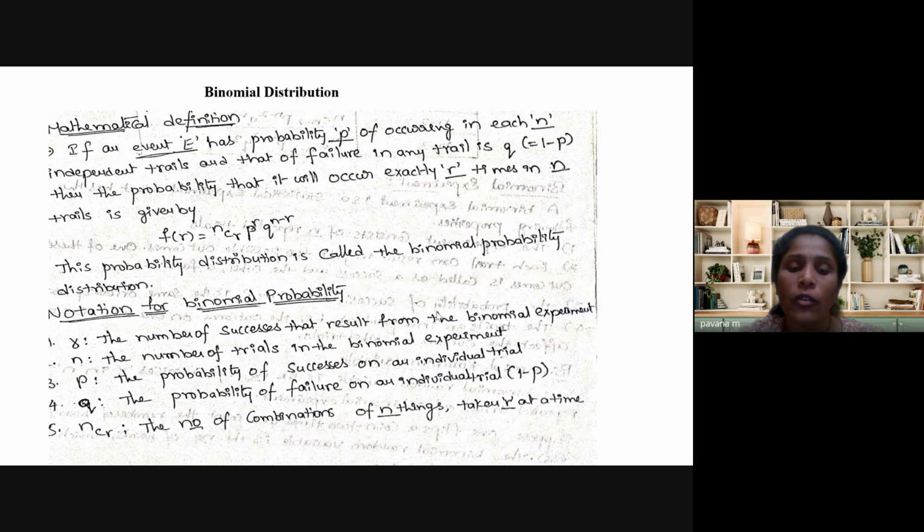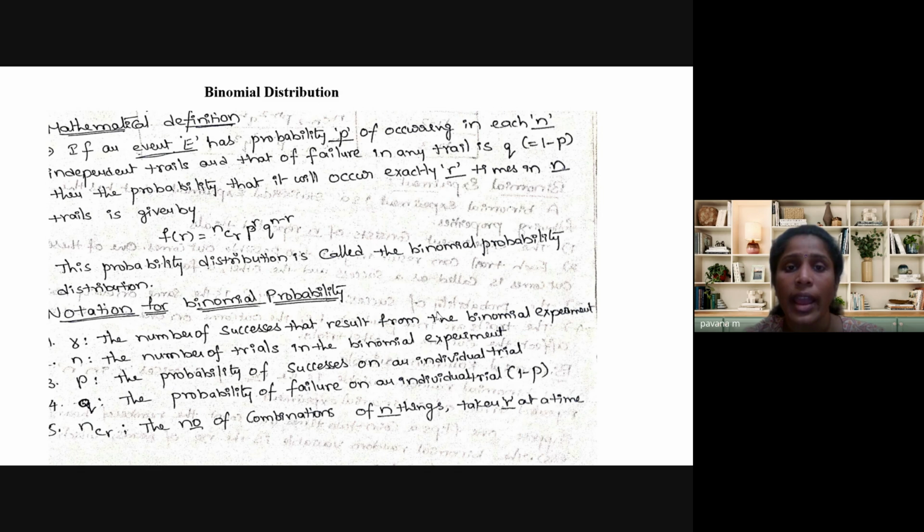And p is the probability of success on an individual trial. Suppose in the first trial, if it happened, that is p, success. If it has not happened, that is failure, that means q. Suppose you are doing this experiment 10 times, in each time, the success rate of getting a head is p. Suppose in those 10 trials, the head comes 3 times, then r becomes 3. That is the difference between r and p.